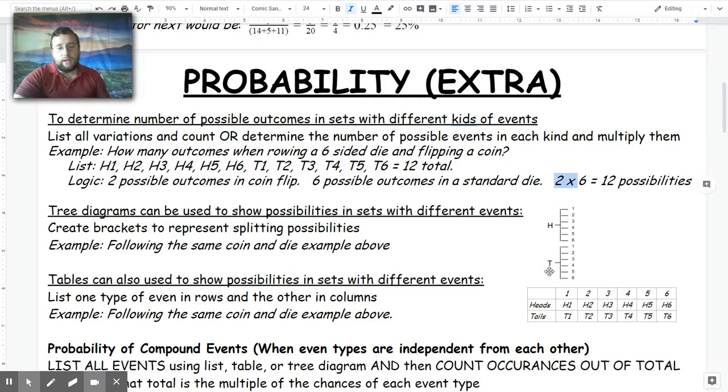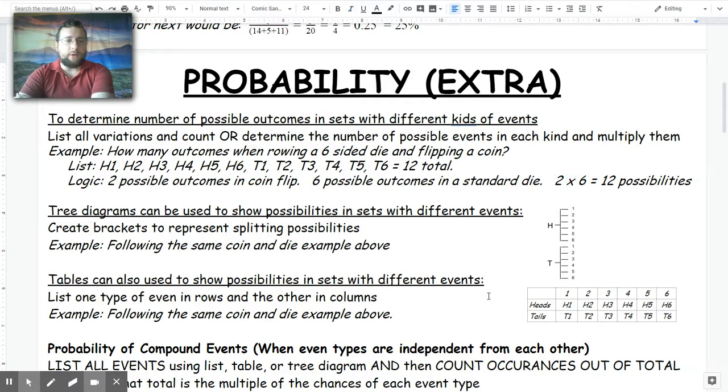The other way of doing it, if you have only 2 sets of possible events, like for example, I'm using a die and I'm using a coin, is to make a table where you put one event in the columns and the other event type in the rows. So I put the coins here in the rows, heads versus tails, and I put the die in the columns, 1, 2, 3, 4, 5, 6. And then by combining each of the columns with each of the headers of the rows, you can create all the possible events. It's similar to listing, but that way it's a good way to make sure you've listed them all, right? And that is creating a table.